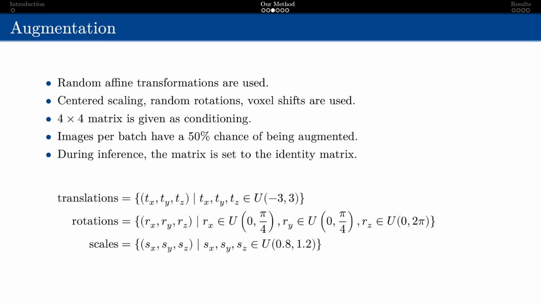Given that we only have a limited set of images, we want to regularize the model to avoid overfitting. During training, we augment the samples using random affine transformations. Here we use random-centered scaling combined with random rotations and slight voxel shifts. The rotations are less strong on the x and y axis. On the z-axis, we allow for full 360-degree rotations. Images have a 50% chance of being augmented. The augmentation matrix is then passed along with a timestep embedding as the conditioning to the model. When performing inference, we set the augmentation matrix to the identity matrix.